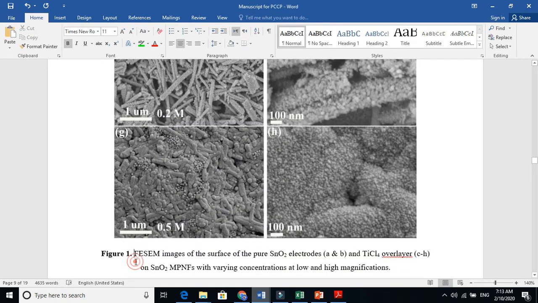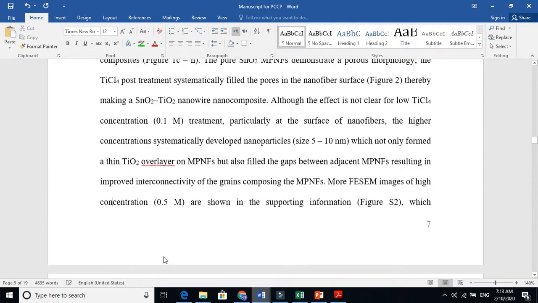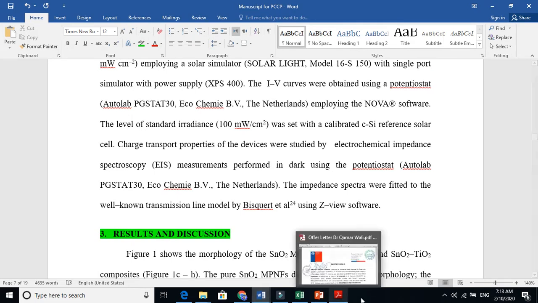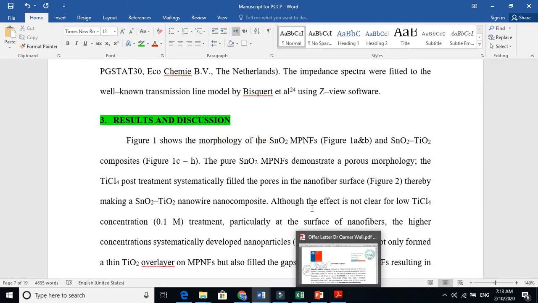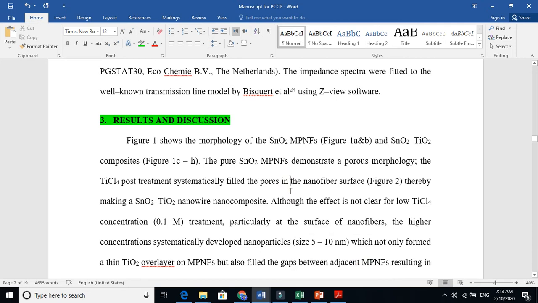this is figure 1. You see, this is the FE-SEM, field emission scanning electron microscopy, images of the synthesized material. When I synthesize materials, I test them for morphological measurements, whether the morphology is fibers or nanorods. So in result and discussion I am talking about those results. For example, I achieved nanofibers or multiporous nanofibers, and I have to talk about how they look.